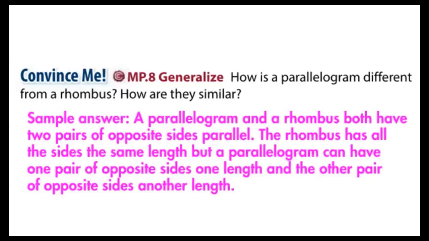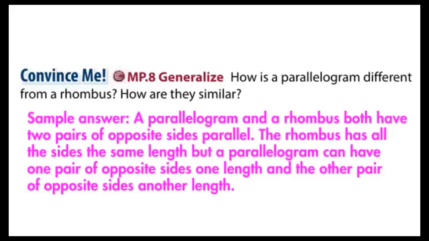Parallelogram and rhombus both have two pairs of opposite sides parallel. Sure, we know that. We all agree with that. The rhombus has all the sides in the same length, but parallelograms can have one pair of opposite sides at one length and the other pair of opposite sides at another length. This is the difference. Okay, copy the answer and be ready for the next page, guided practice on page 859.